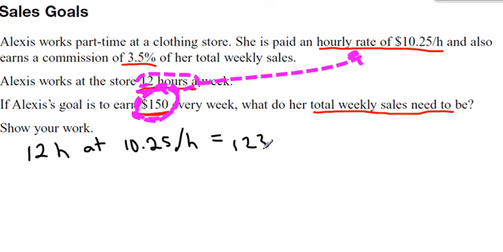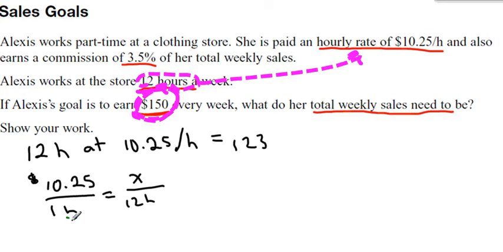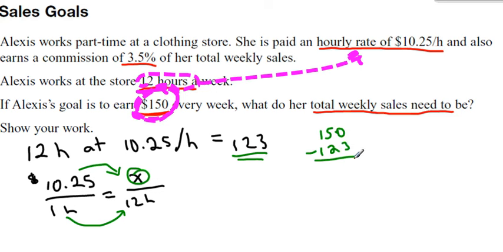Now, if you're not sure about why I'm multiplying, I can set it up like this. $10.25 for 1 hour is equivalent to what amount in 12 hours? And you can see by proportions that if I just multiply it by 12, then I will find that missing value. So $123 is what she's going to earn every week from working those 12 hours. So if she wants $150 in her pay, and she earns $123 just for the 12 hours at $10.25, then that means there's $27 left to earn.